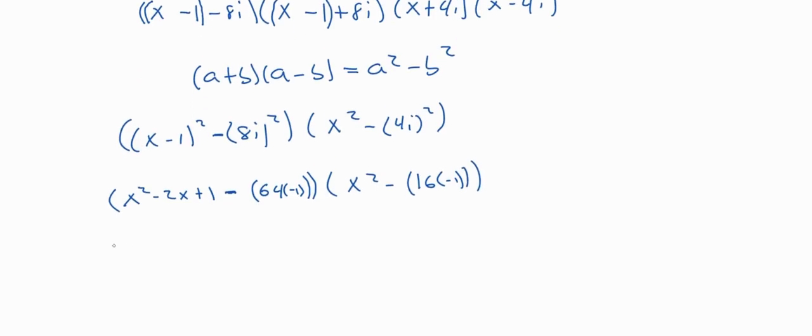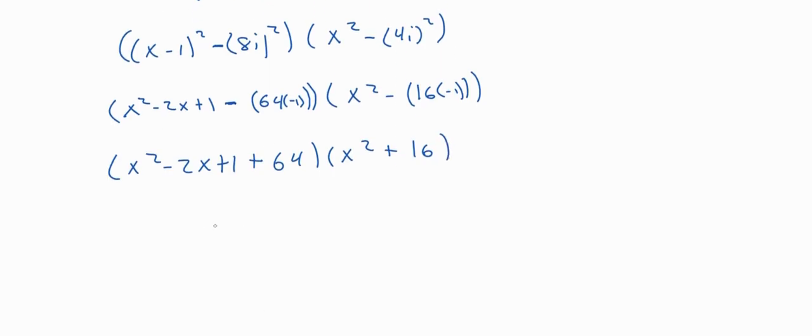And now I'm going to go ahead and write this as x squared minus 2x plus 1. Now, because we have a negative 64 in here, and we're doing minus, that's actually going to turn into a positive. So we're going to have plus 64. We have a negative 16 and a minus in front, so that's going to also turn into a positive 16. And this is going to become x squared minus 2x, and then plus 1 and plus 64, that becomes plus 65, times x squared plus 16.